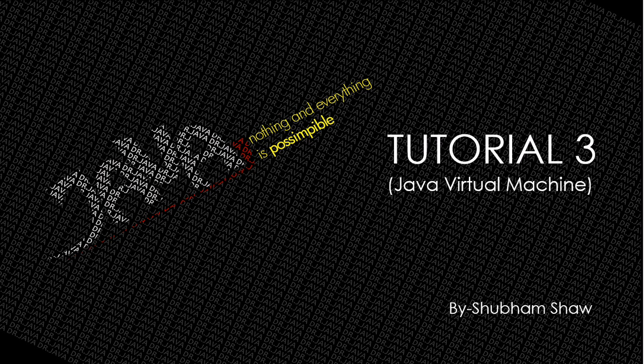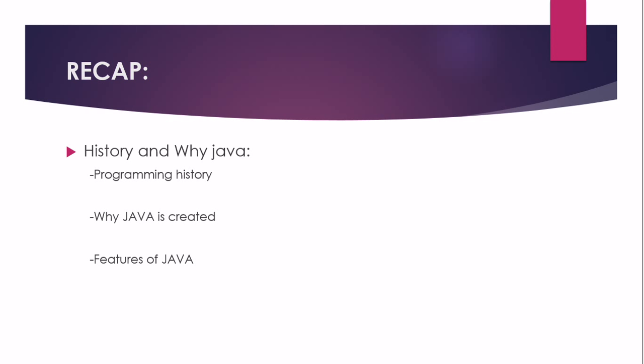In this tutorial, I'm gonna cover Java Virtual Machine. So before we move ahead, let's look at the recap. Guys, in the previous tutorial, I have given you a brief history and why Java is created. I have shown you where programming was started, what are the types of programming, why Java is created and some of the features of Java, in brief. So guys, let's move ahead for this tutorial.